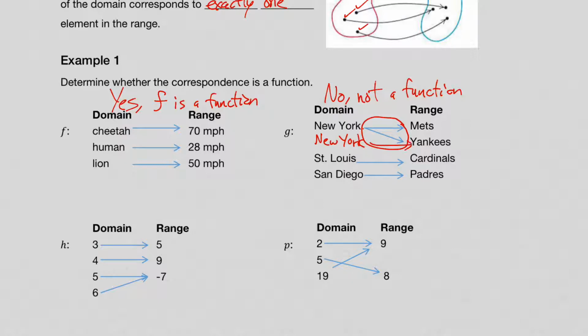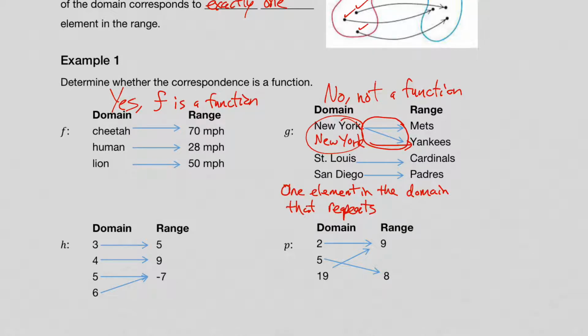And let's say I'll draw to the Yankees. So that means, as you can see, the domain repeats. This right here, there is one element in the domain that repeats.